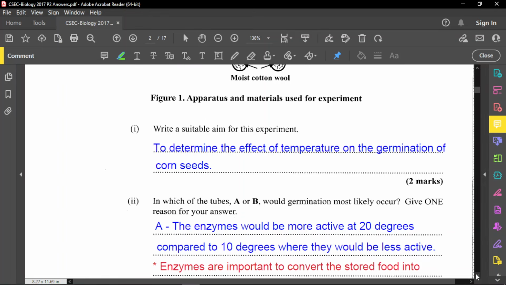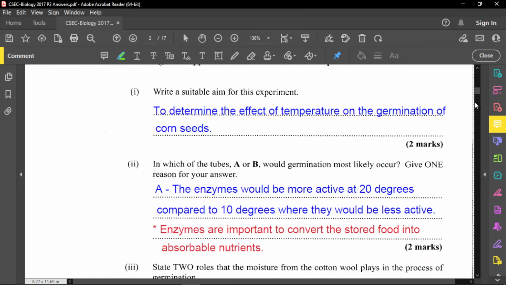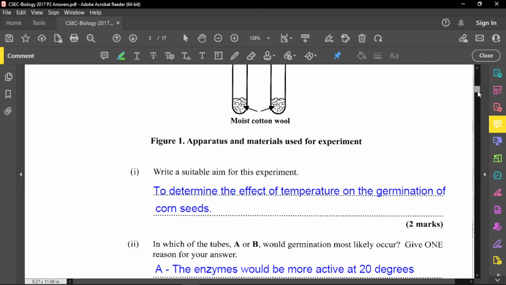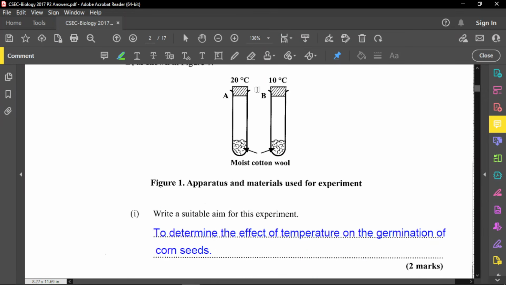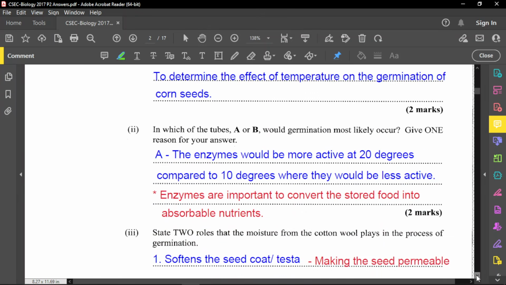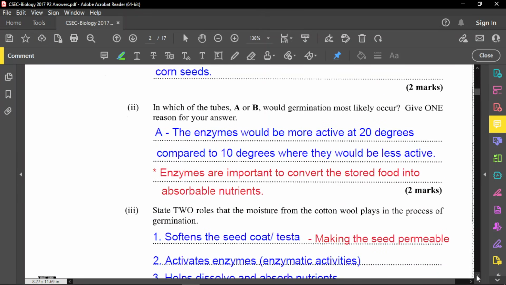And so I choose test tube A. Test tube A, as you notice here, has the highest temperature, which is 20 degrees Celsius. Not too hot, not too cold. But 10 degrees Celsius is pretty much a little bit chilly, all right? And so, choosing test tube A, the reason for that is simply because the enzymes would be more active at 20 degrees compared to 10 degrees, where they would be less active.